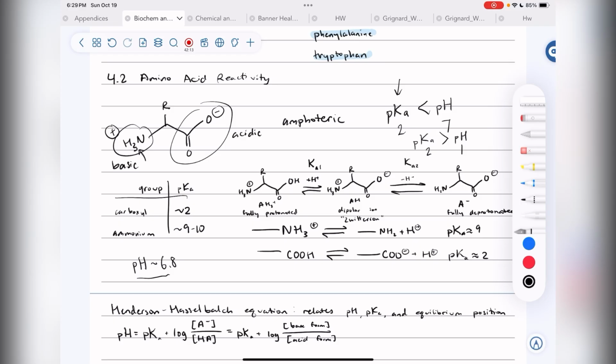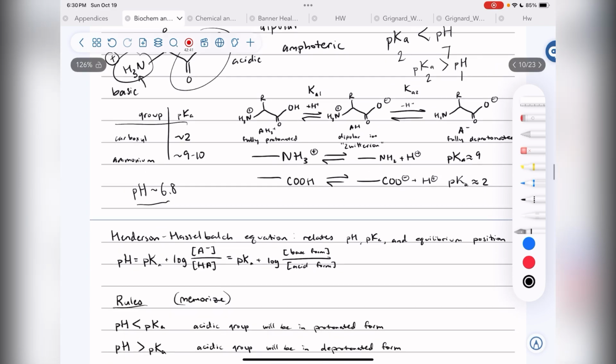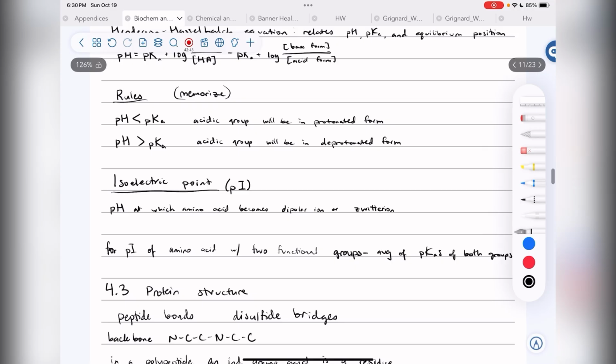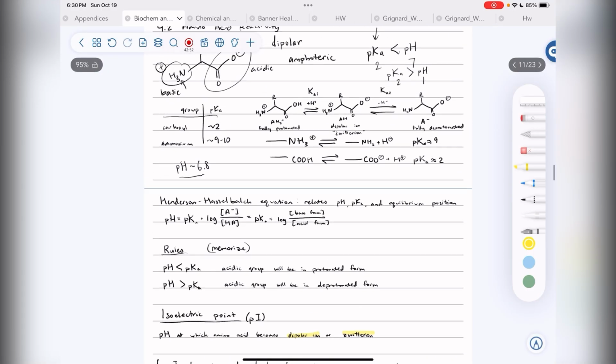When the amino acid is neutral, with overall no net charge because the positives and the negatives cancel, we call that a dipolar ion, because it has two charges, right? A positive and a negative. We can also call it a zwitterion. Dipolar ion or zwitterion. So that's what it's called.